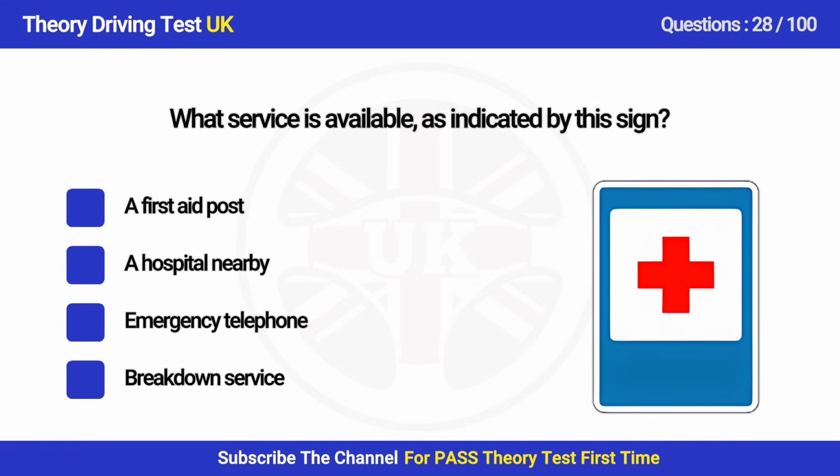Question 28. What service is indicated by this sign? A. A first aid post. B. A hospital nearby. C. Emergency telephone. D. Breakdown service.